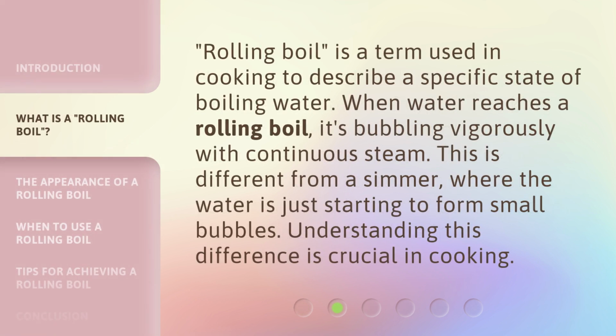Rolling boil is a term used in cooking to describe a specific state of boiling water. When water reaches a rolling boil, it's bubbling vigorously with continuous steam. This is different from a simmer, where the water is just starting to form small bubbles. Understanding this difference is crucial in cooking.